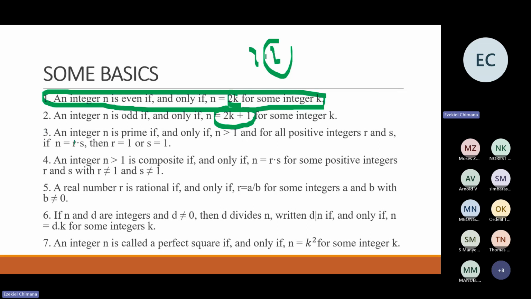You can go on to the next one. An integer n is prime if and only if n is greater than 1.